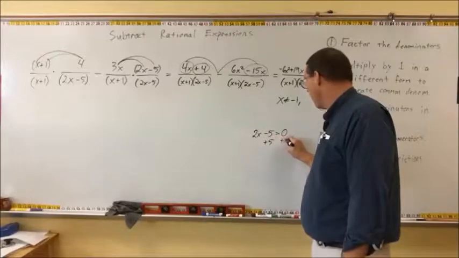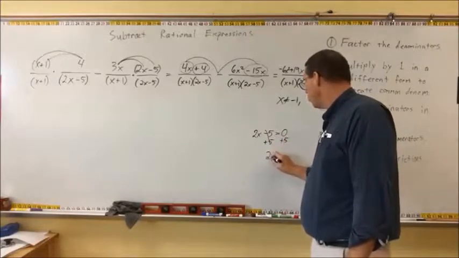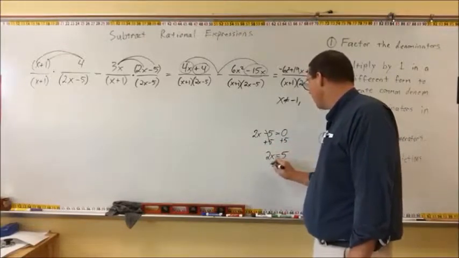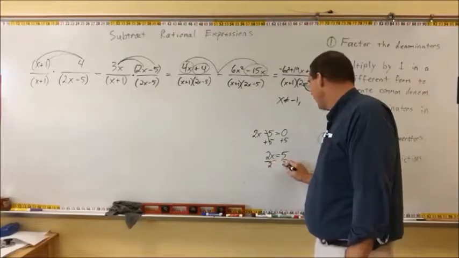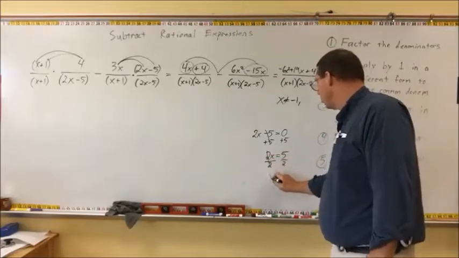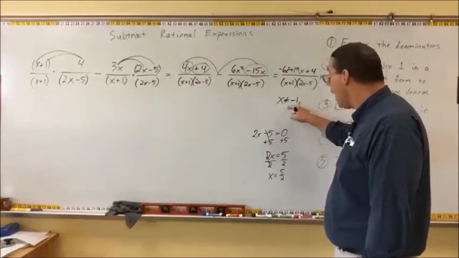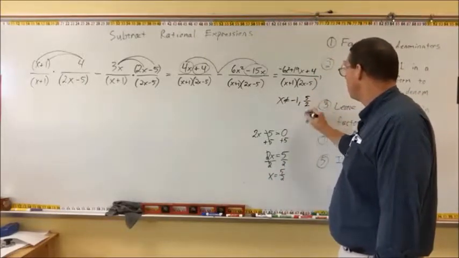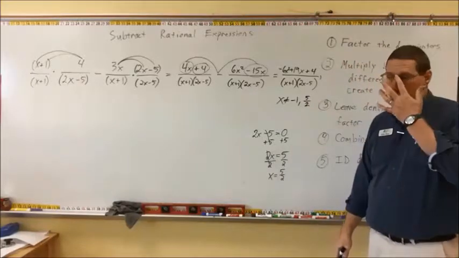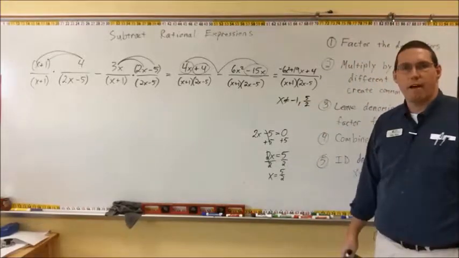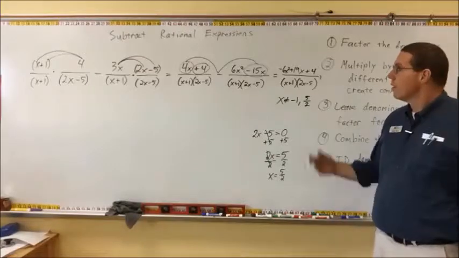Add 5 to both sides, cancel, and I get 2x equals 5. Divide by 2, and x is equal to 5 over 2. So x cannot equal 5 over 2. So my domain restrictions are negative 1 and 5 over 2. Okay? Let's try another one.